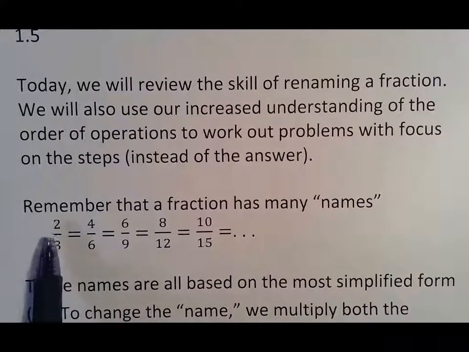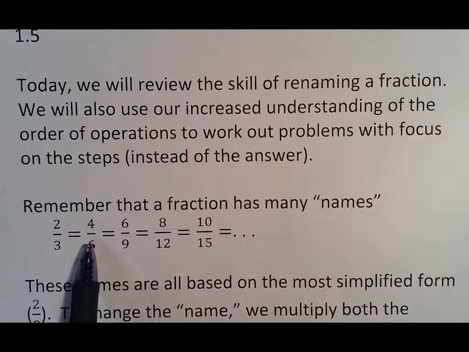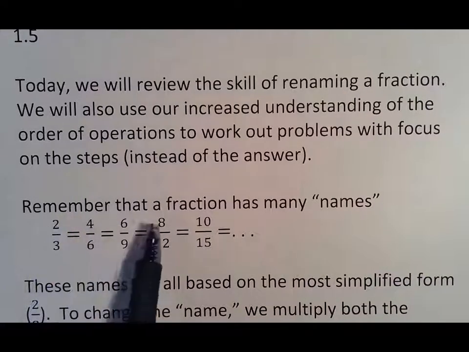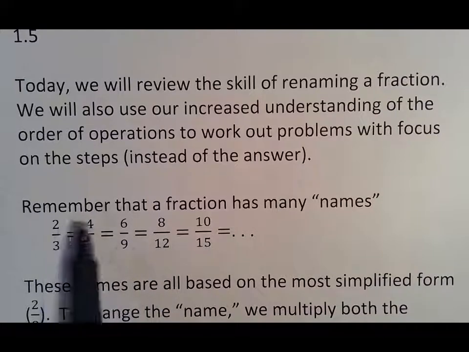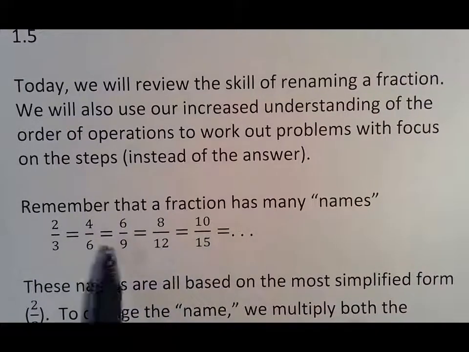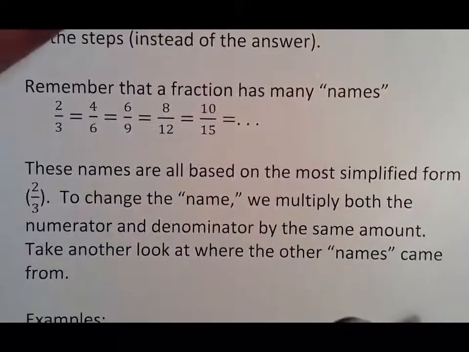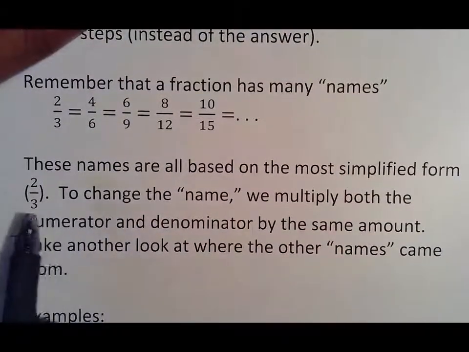2/3 multiplied by 2 is 4 and 6. Multiplied by 3, 2 times 3 is 6. 3 times 3 is 9. 2 times 4 is 8. 3 times 4 is 12. And these are all the names, and again all you had to do is just simply multiply the top and bottom. But again, those are all based on the simplified form, 2/3.